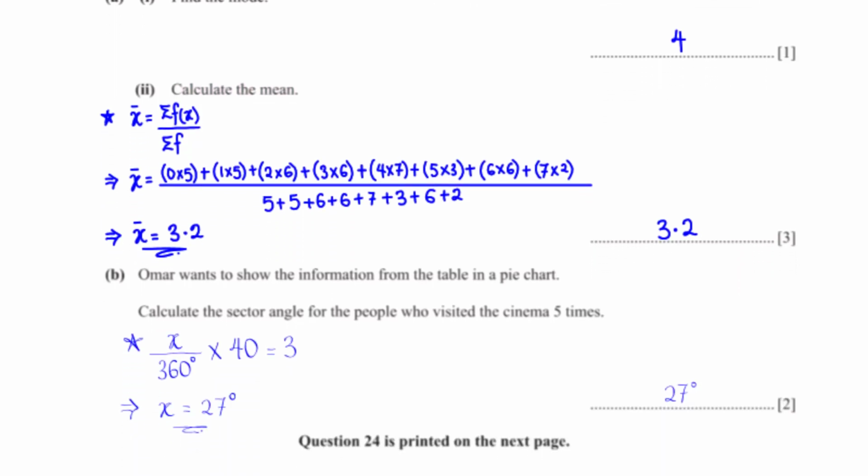Omar wants to show the information from the table in a pie chart. Calculate the sector angle for the people who visited the cinema 5 times. So out of 40 people, 3 people visited the cinema 5 times. And so to find the sector angle to represent this number of people, we have x over 360 degrees times 40 equals 3. And when we make x the subject, we get x equals 27 degrees.